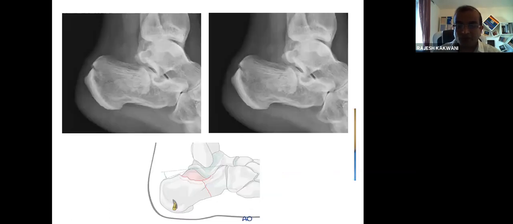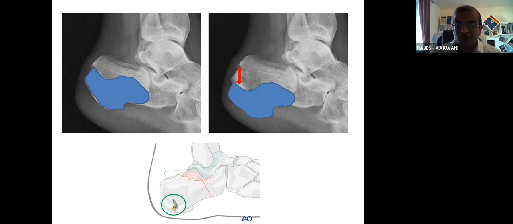Now, if we approach this, whether it's through any of the approaches, i.e. sinus tarsi, extended lateral, or the subtalar, or the arthroscopic assisted, the first technique that I use is a spike or a shank pin in the tuberosity fragment to disimpact the fracture, give traction, and restore the calcaneal height. So essentially this fragment, we would push it down to restore the calcaneal height.